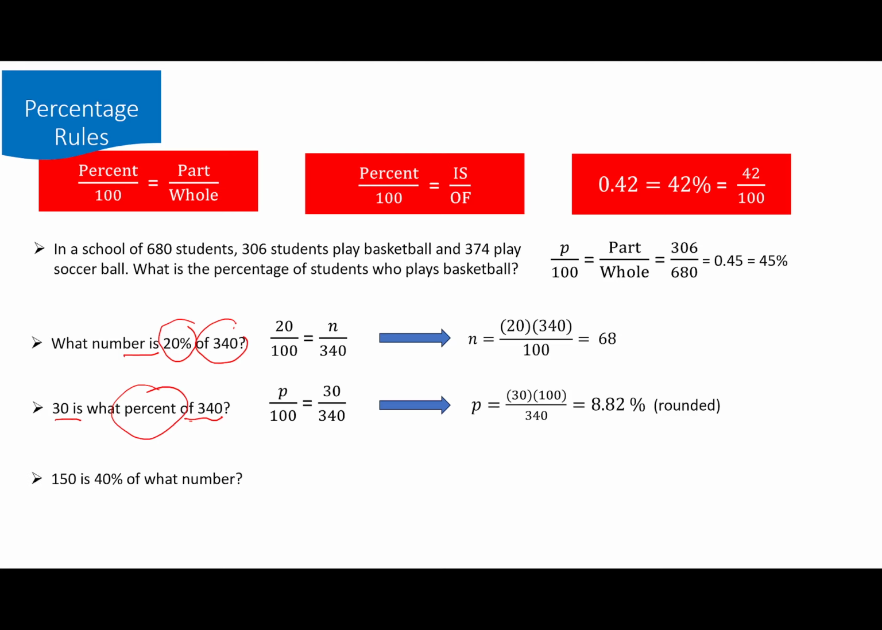Another example here: 150 is 40% of what number? The is is given, the percentage is given, the of is the unknown. So 40 over 100 equals 150, the is, over n, the of, cross multiplication again, and you get 375. So 150 is 40% of 375.